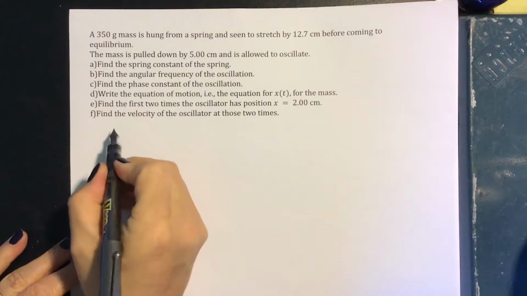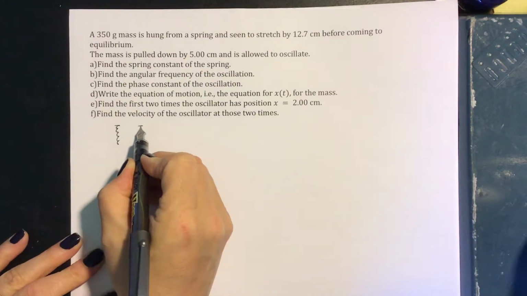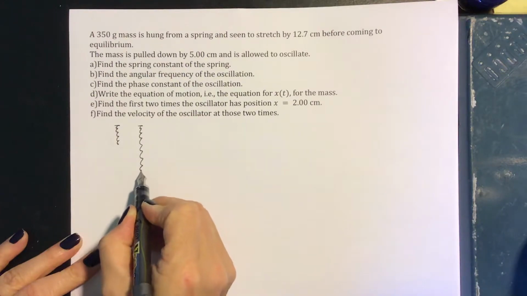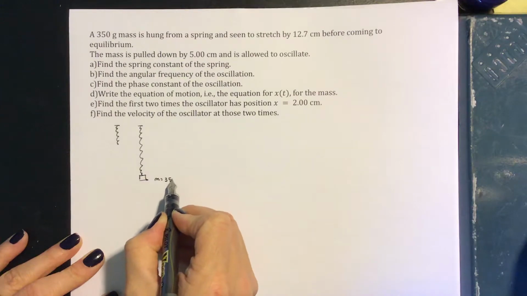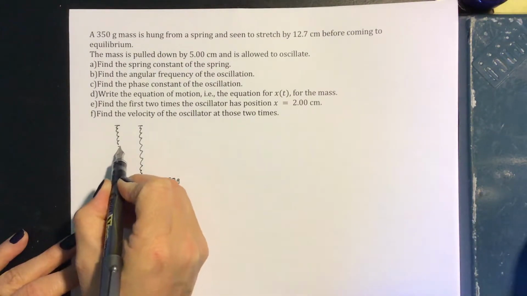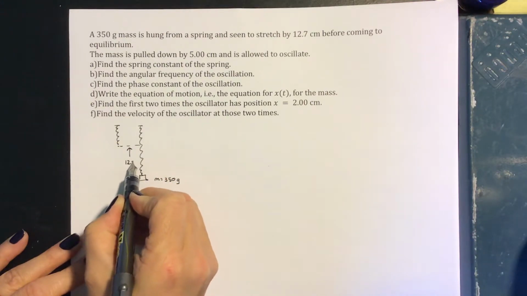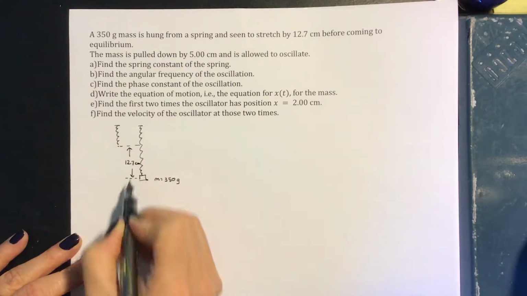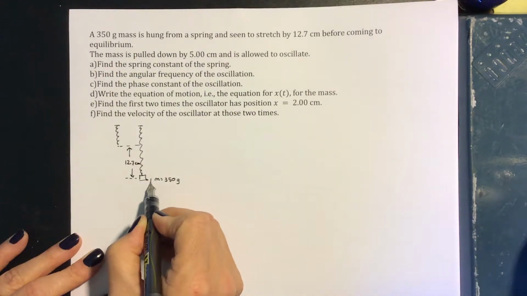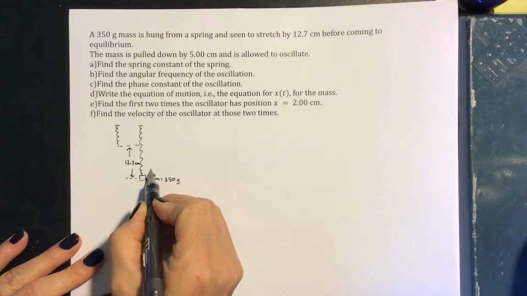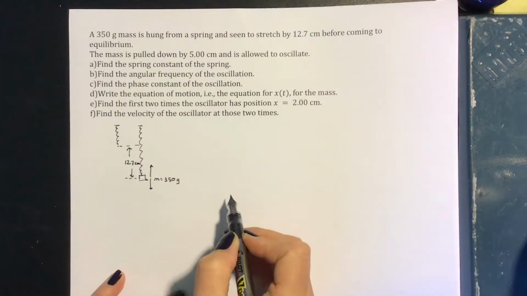First we have a spring by itself. Then we hang our 350 gram mass off of it, so m equals 350 grams. When we do that, the spring stretched by 12.7 centimeters. Then we take that mass and pull it down 5 centimeters, down here, and then it oscillates back and forth about this new equilibrium. So that's what's happening in the picture. It's bouncing up and down there.